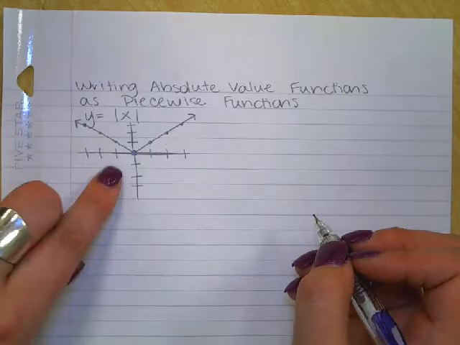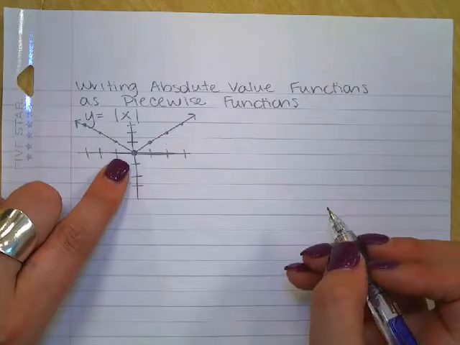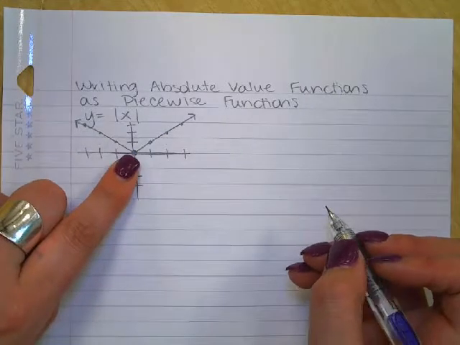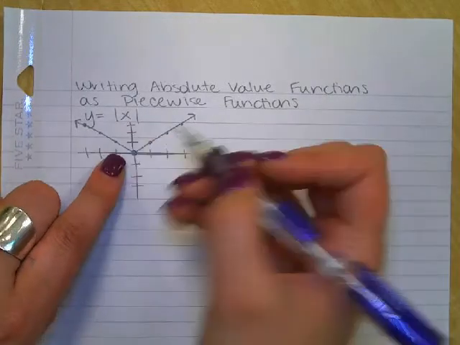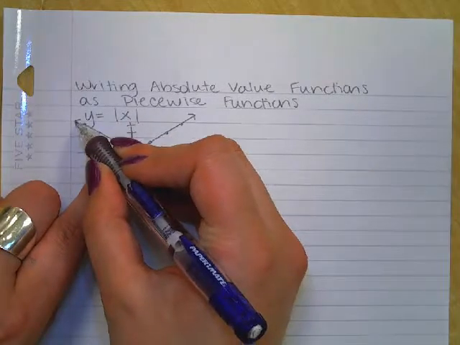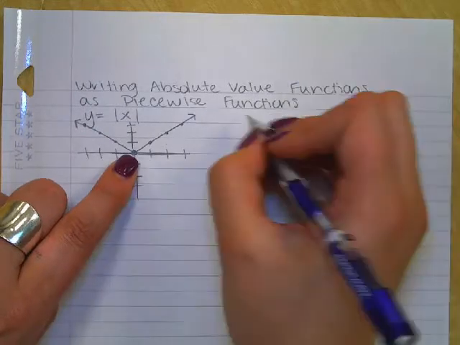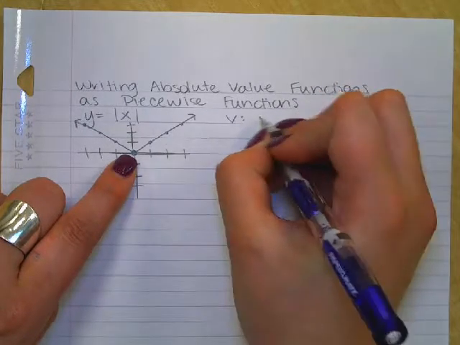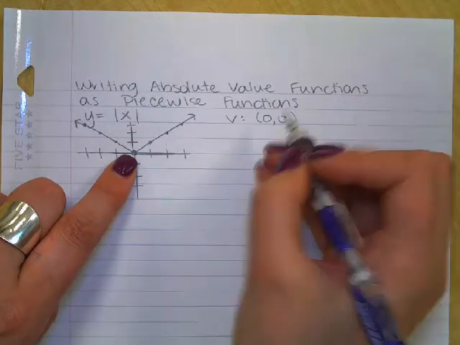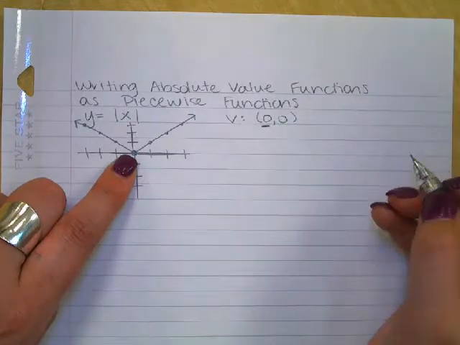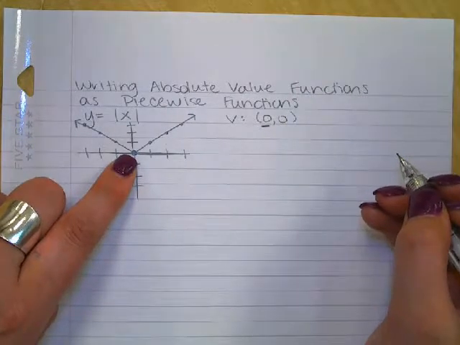And so the way that we write the piecewise function is first we find the vertex, because that is where it switches directions. It starts where it's going down and then it switches directions and it goes up. So I'm going to say the vertex is at 0, 0. And this x value of 0 is where it switches directions.